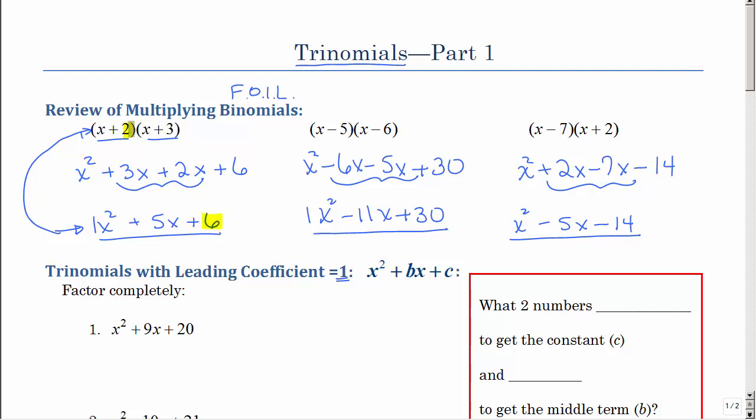This 6 came from multiplying 2 and 3. The 5 came from adding the 2 and 3 coefficient of x. Did that happen here as well? The 30 came from multiplying negative 5 times negative 6, and the negative 11 came from adding the negative 6 and the negative 5. Here the negative 14 came from multiplying the negative 7 and positive 2. The negative 5 came from adding those middle terms. We're going to use that knowledge to go backwards.